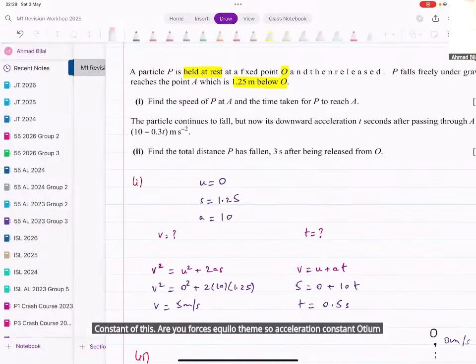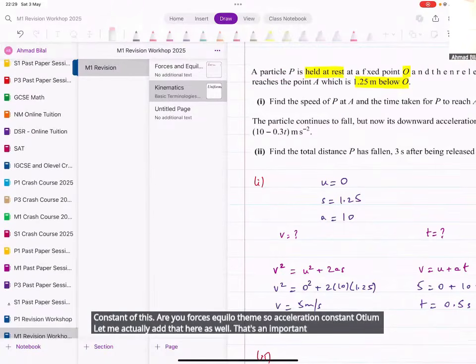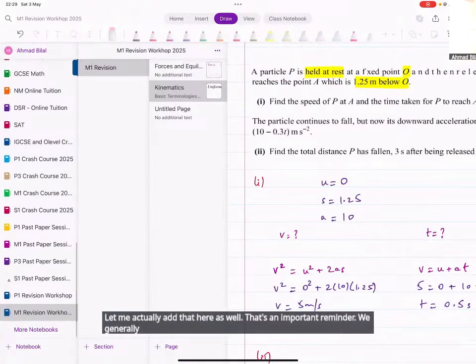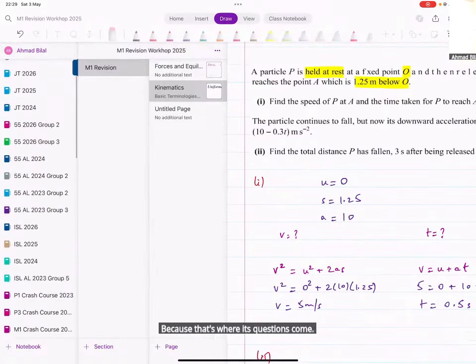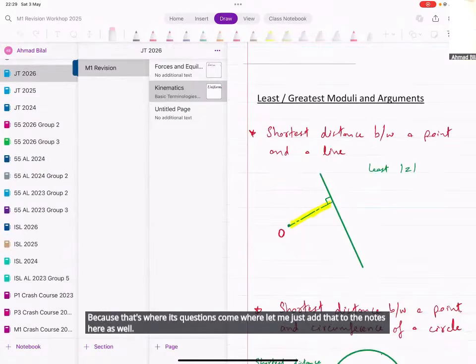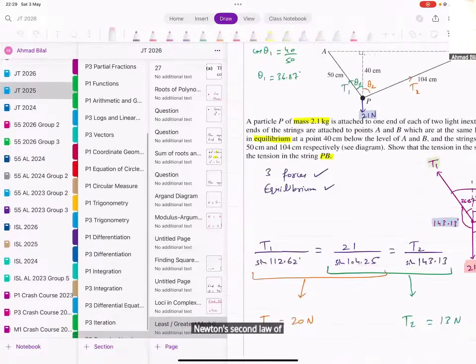Let me actually add that here as well. That's an important reminder. We generally discuss that in Newton's second law of motion later on, because that's where its questions come. But let me just add that to the notes here as well. Newton's second law of motion. Where would I have that?